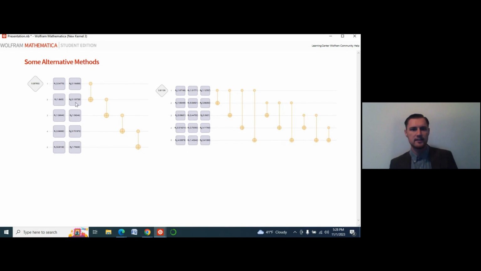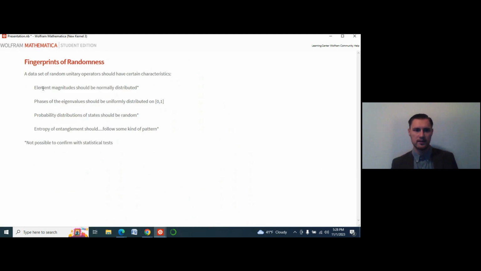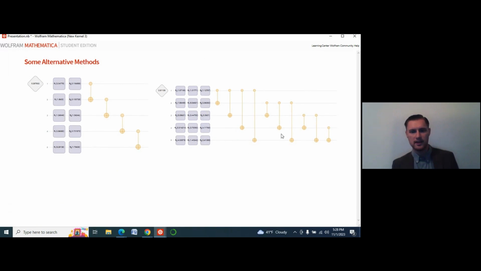And both of these do a really good job at approximating all of the values that we were looking at here, where the element magnitude should be normally distributed, the phases should be uniformly distributed on 0, 1, the probability distribution of the states should be random, and entropy of entanglement should follow some kind of pattern that's similar to the unitary matrices. So these all do a good job, and they are all polynomial. The size of the circuit grows like n squared here, and it grows linearly here.